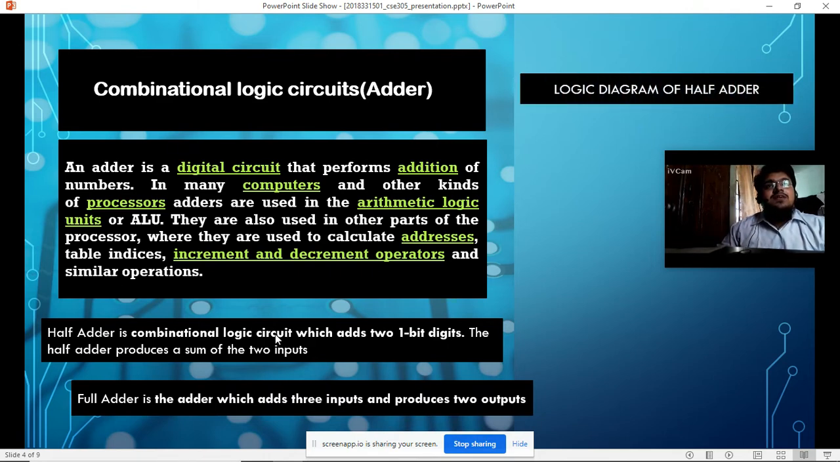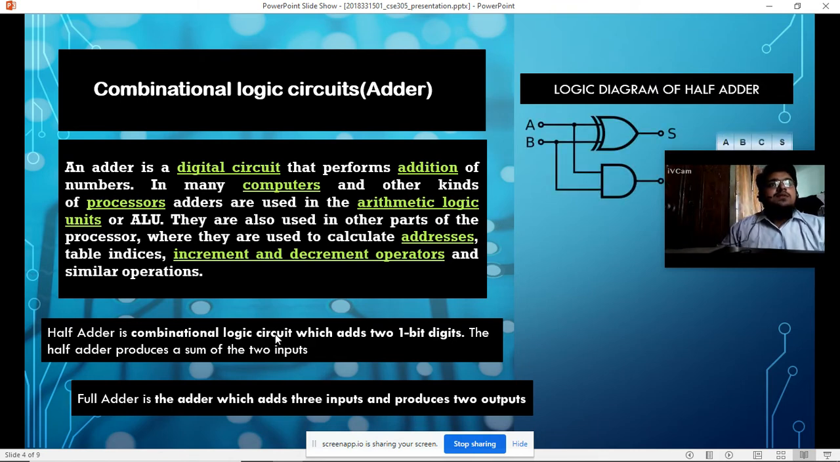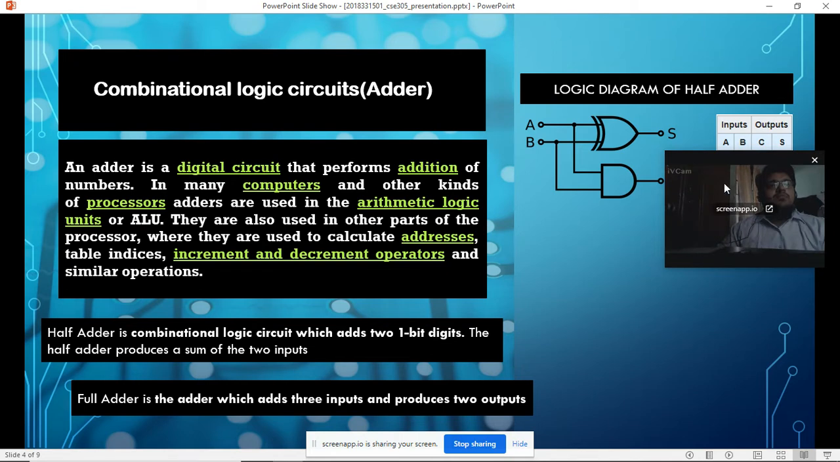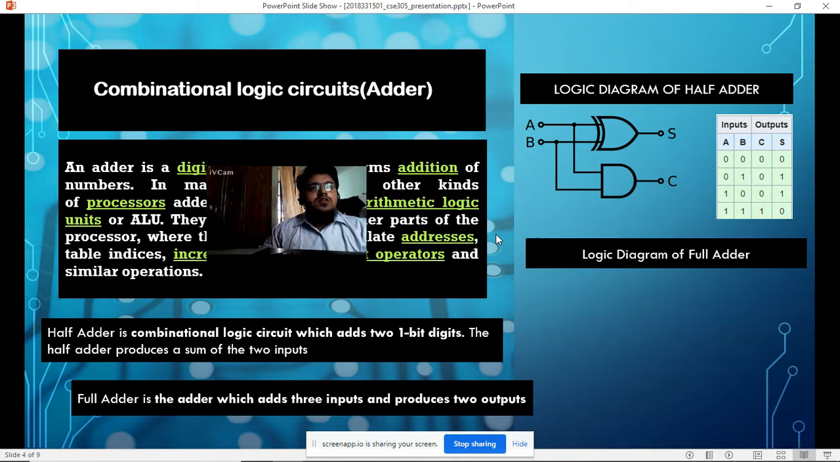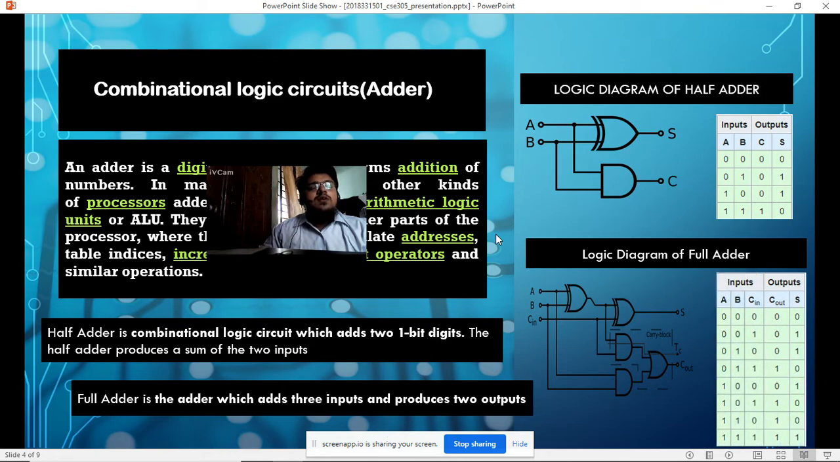So on the right side we have a logic diagram of the half adder, and if I shift my camera, it will be much more visible. So there are two examples of logic diagram of half adder. One is the truth table on the right side, and on the left side I have included a circuit. And again the logic diagram of full adder, and the truth table also I have mentioned.